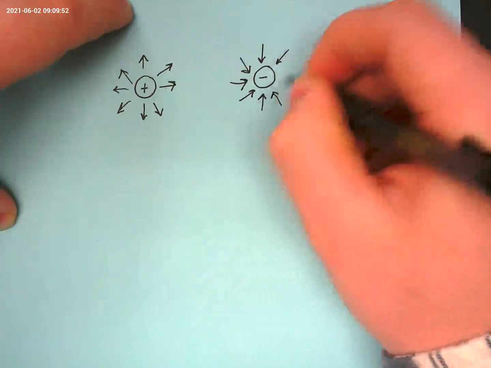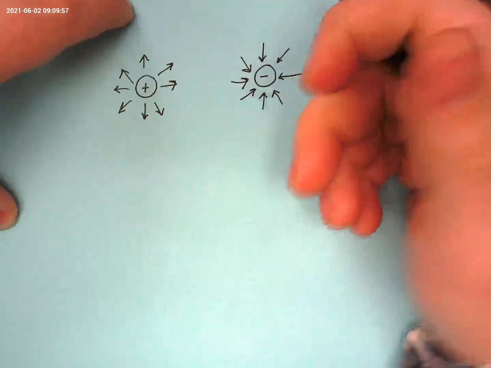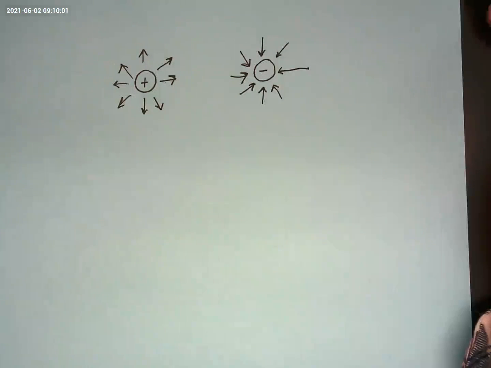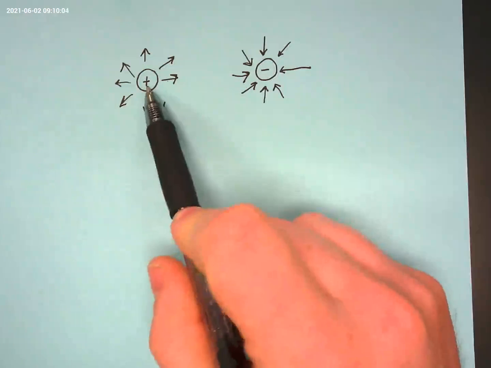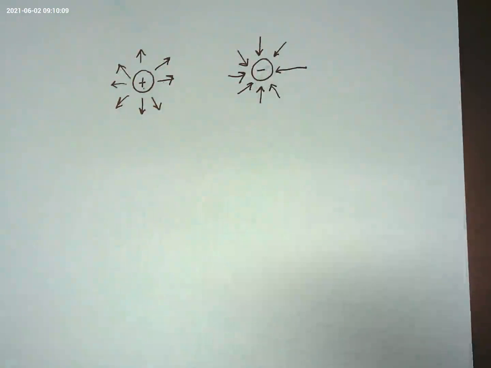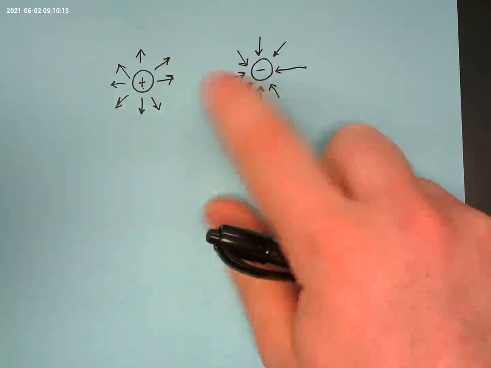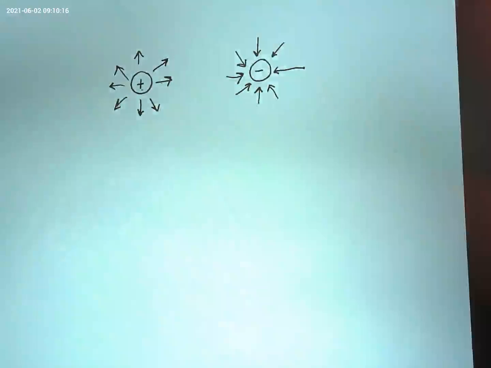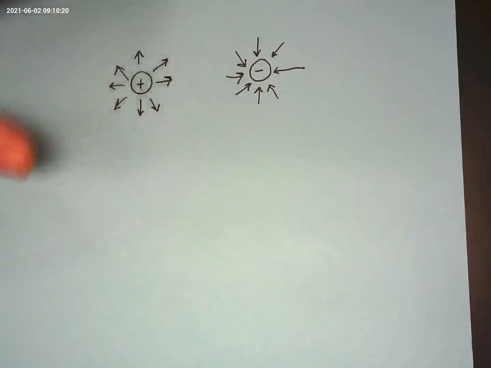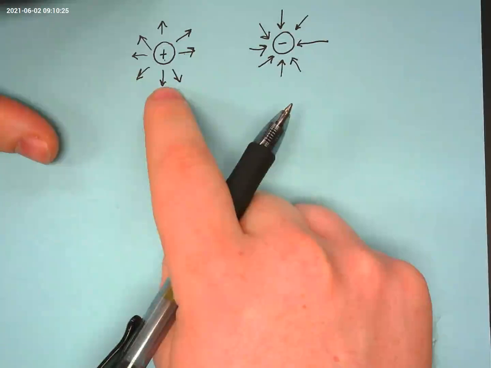We saw that when we were talking about how like charges repel, opposites attract. This is why: because positive, as far as we define it, moves the force outward, and negative moves the force inward. So these are naturally drawn towards one another. Whereas positive to positive, they're both pushing outwards, and that's where you see that repulsion between them.